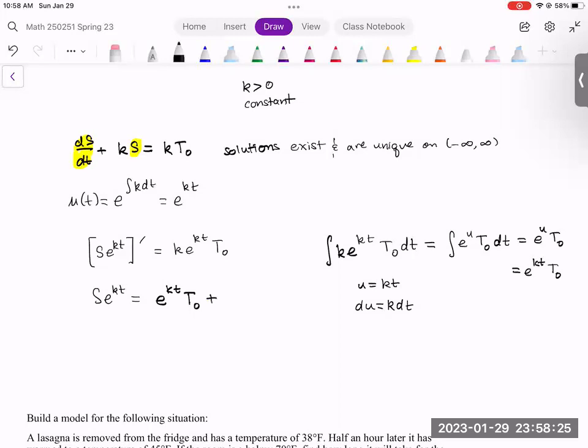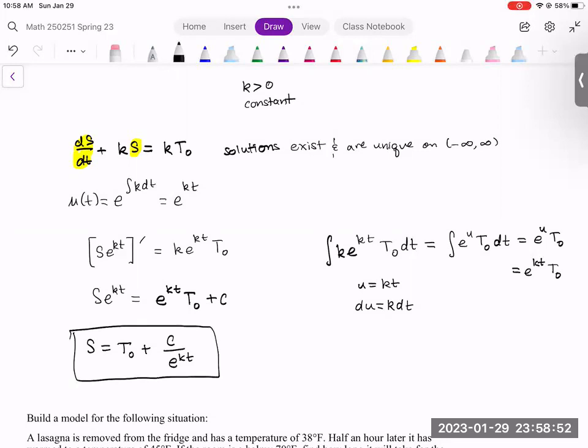When we do this integral, we also have plus c that goes along. And then we're going to solve for our temperature S. So S here is equal to T naught plus C over e to the kt. All right, and so this is the format of what our solutions are going to look like.